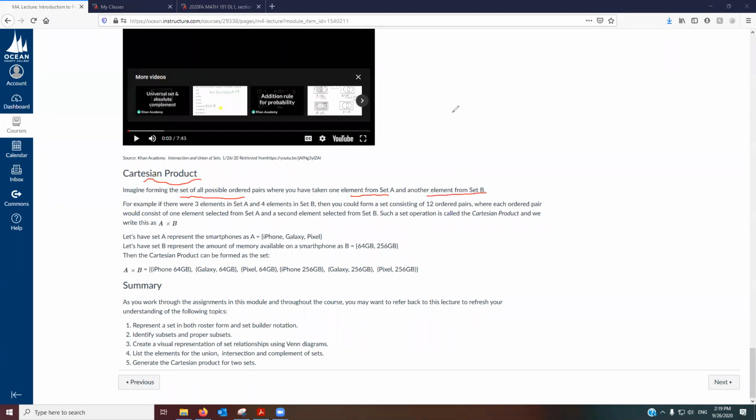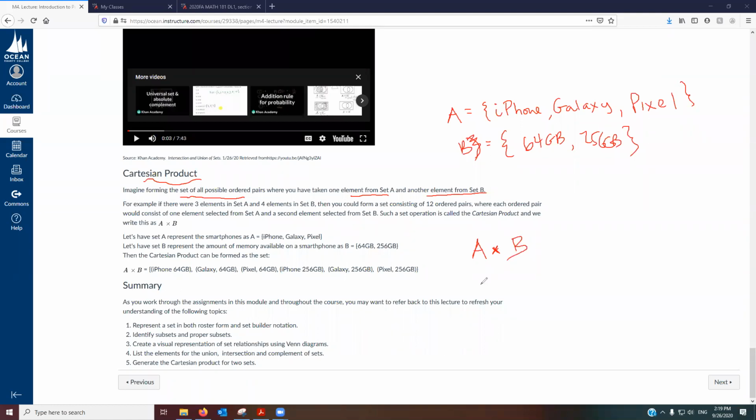All right, so let's do this example here. It's given me A is the set of phones, I guess iPhone, Galaxy, and Pixel. And set B, it looks like, are different memory sizes. So B is the set 64 gigabytes and 256 gigabytes. All right, I want to form what's called the Cartesian product. You saw that with a little X in between. Almost looks like a multiply symbol.